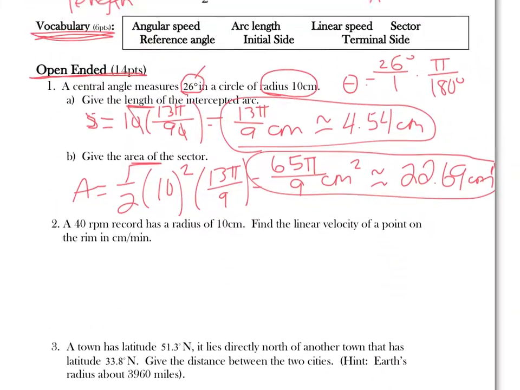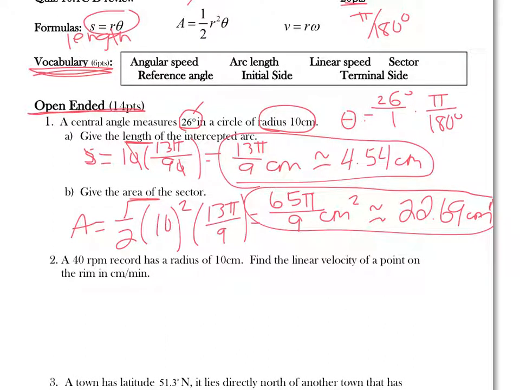The next question is they want to know the linear velocity. That's this formula here, linear velocity. So V equals, R still stands for radius. The radius is still 10. Okay? Omega, that W-looking thing, instead of degrees or like the angle measure, it is your revolutions, but it's in radians. Again, just like theta's in radians here, omega's in radians.